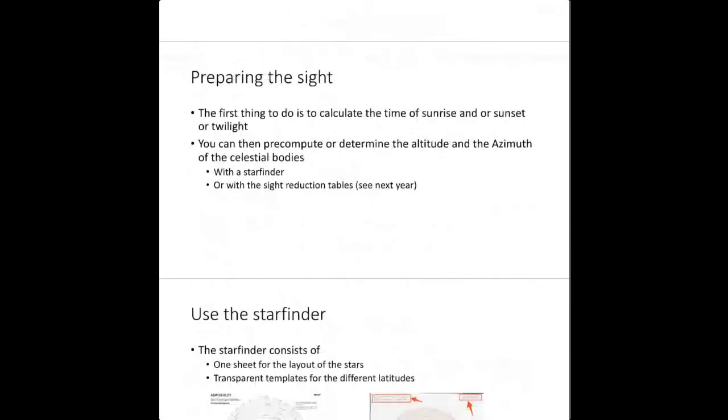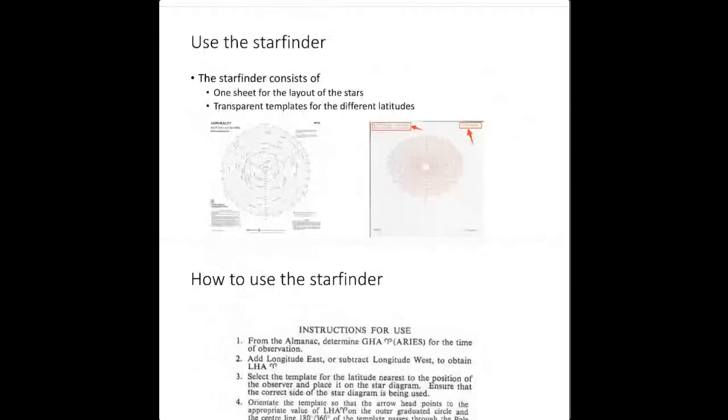How to prepare for the sight? The first thing to do is to calculate, as I told you, sunset and sunrise or twilight, and then you pre-compute or determine the altitude and the azimuth of the celestial body that you want to observe. How can you do this? You can do this with the star finder, which you learned to use last year, or you can do it with the sight reduction tables, which is a method that you will learn next year in the third year of navigation.